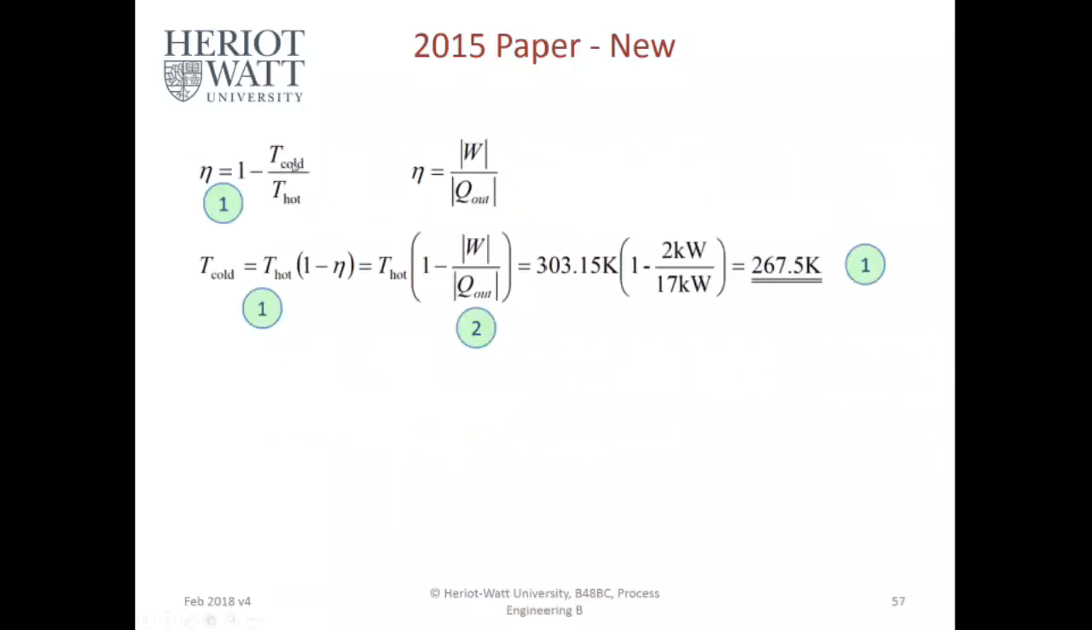So if efficiency equals 1 minus T cold over T hot, and efficiency equals W over Q out, then T cold equals T hot multiplied by 1 minus efficiency, equals T hot times 1 minus W over Q out. So you have 2 kilowatts of energy being put in, and you have 17 kilowatts coming out. So the lowest temperature you can reach is 267.5 Kelvin. It's just balancing algebraic equations. Yeah. Energy balance.